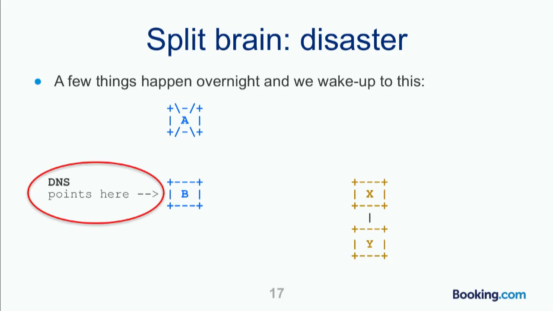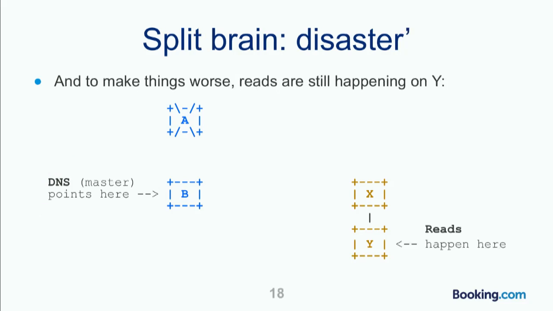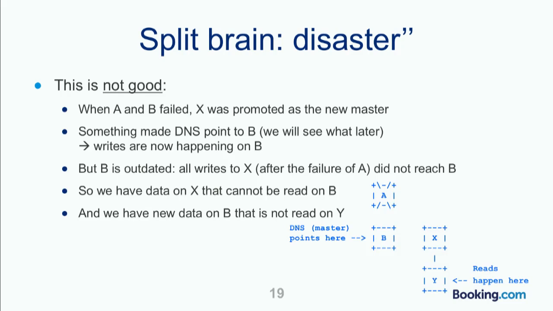The DNS is pointing to B, which has come back, and there's X and Y over there, and that seems strange. And the applications that are reading from the slaves are reading from a box that's not being written to. That's not helpful at all. Okay, so great. That's basically not very good.